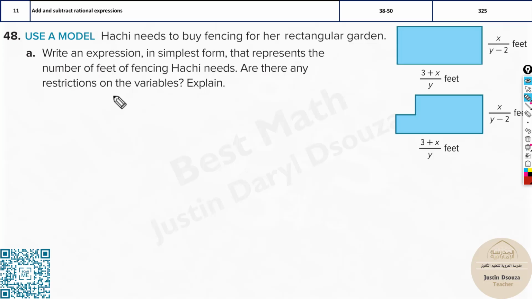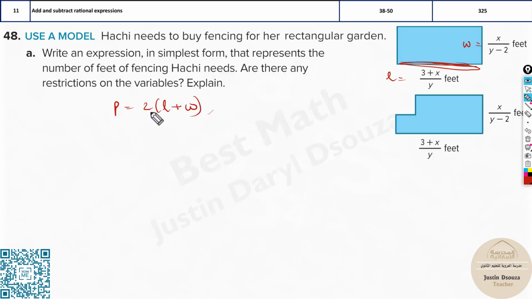Are there any restrictions on the variable? You can see this is given as the length, the base, that's the length, L. And what about this one? That is the width, W. Now here let's write the formula for the perimeter, because they want the perimeter, how much fencing is required, right? Perimeter is given as 2 times (length plus width).